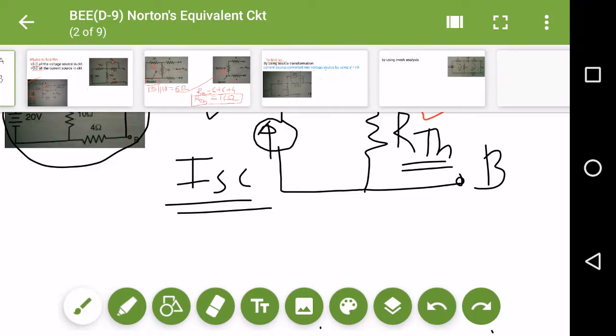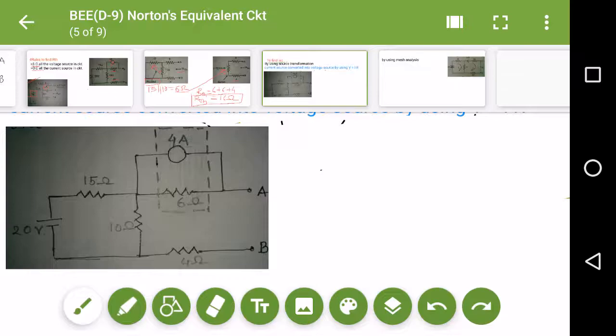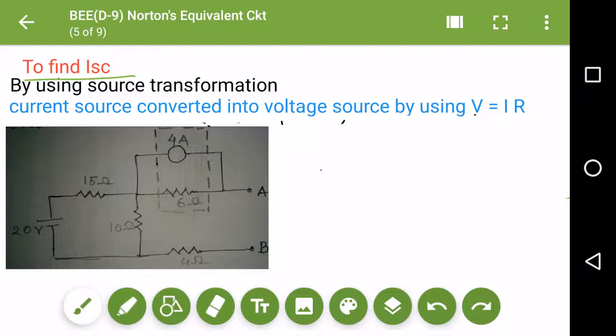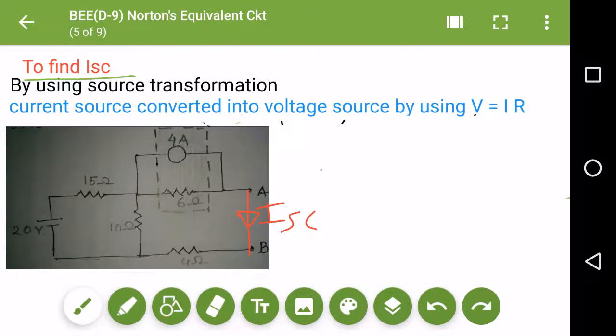So let's find the ISC value, that is the short circuit current value. We will use our mesh analysis technique or a nodal analysis technique to find the current through this branch AB. So I need to find my current, that is ISC. This is my ISC current, the short circuit current between A and B. To find this short circuit current, I will use mesh analysis.